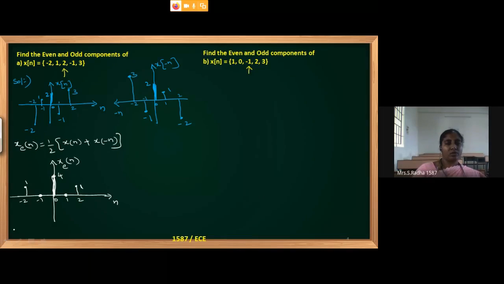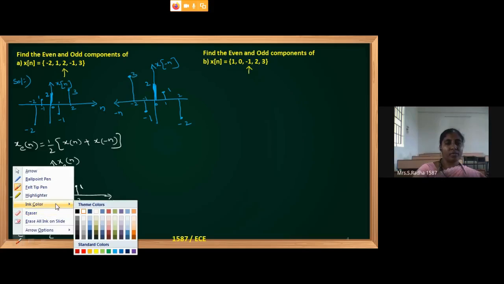So the even component of n is nothing but the elements plus 1, 0, 4, 0, 1. These are the heights, and you have to put an arrow mark for the height at origin. At origin, whatever is present, if you give an arrow mark, that indicates the element at origin. Now I will go with the odd component. Okay, diagram for the odd component.